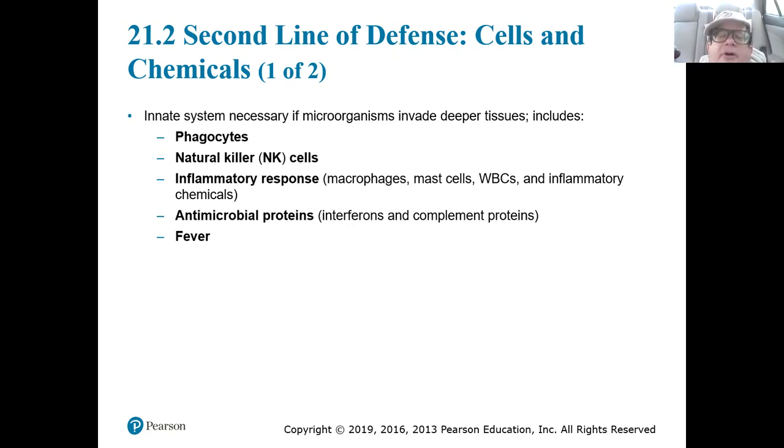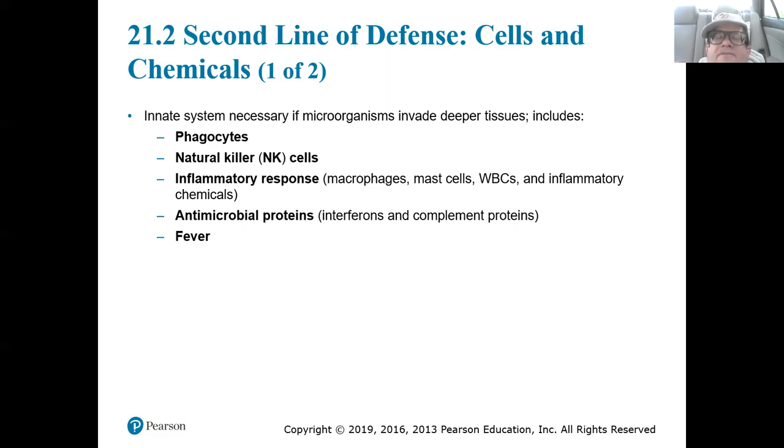The inflammatory response, we'll go through all of that with the symptoms, but you have more blood delivered to the area, which causes heat, which causes swelling, which causes pain. So all the symptoms are related to the fact that you're making the blood vessels more permeable and vasodilating them. Anyhow, we'll get there. And antimicrobial proteins, interferons, and complement proteins.